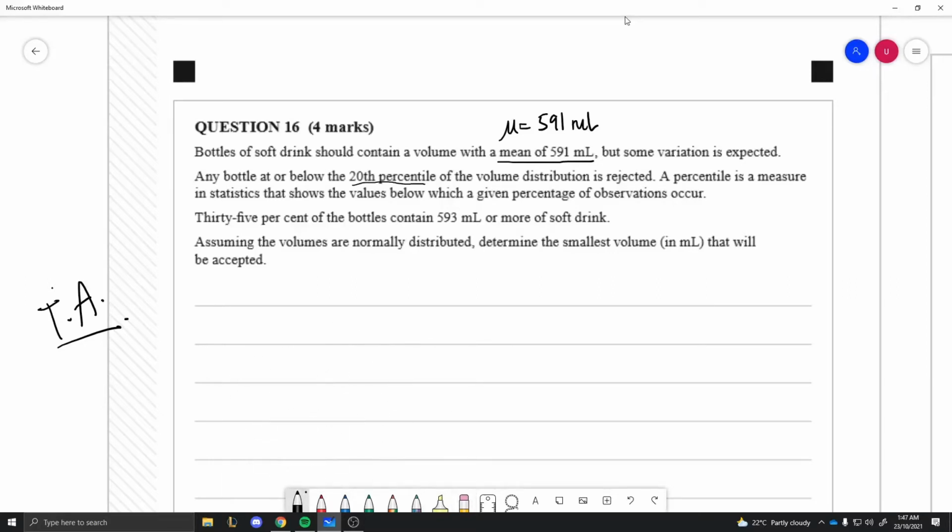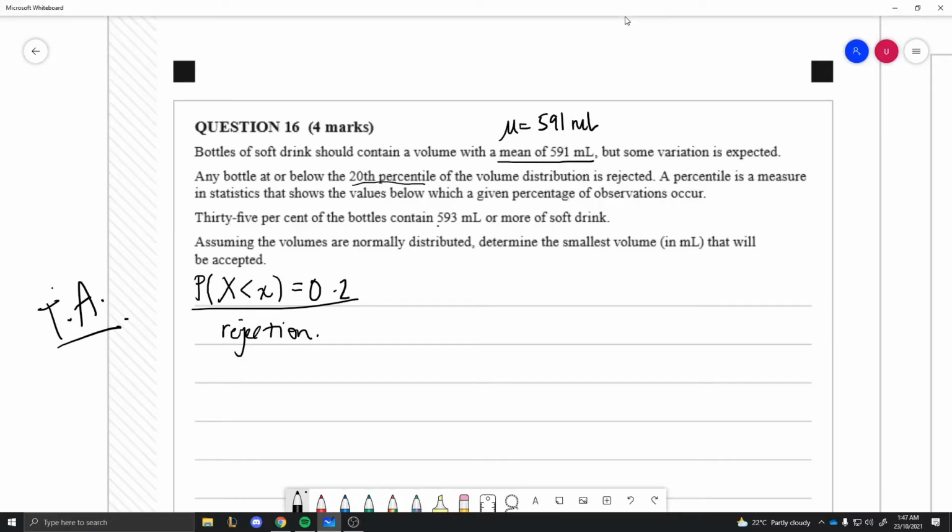It is rejected. So that means x is less than the value that you're looking for. Let's call it little x, this is your rejected value, and the probability is equal to 0.2, because that's the area. This is the rejection. I'll just write rejection under here. And percentiles, yeah, that doesn't really matter.